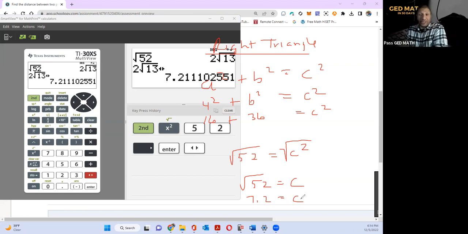You've got to pay particular attention to that. What they tell you, if they say to the nearest foot or the nearest tenth or the nearest hundredth, that means you have to round off. But for right now, we're going to round up to the nearest tenth, and your answer is 7.2.